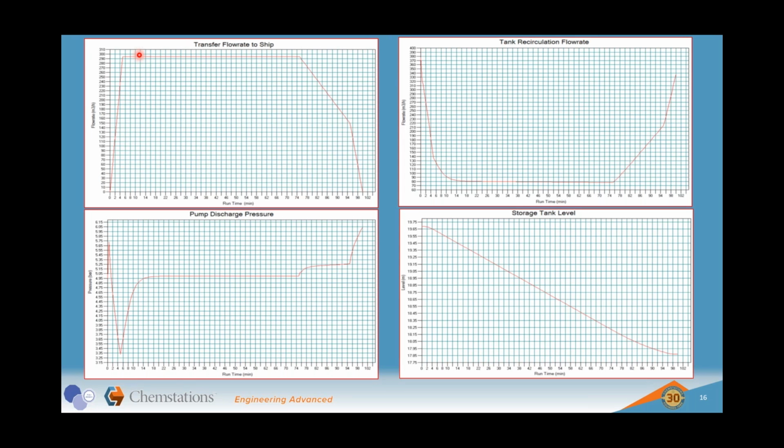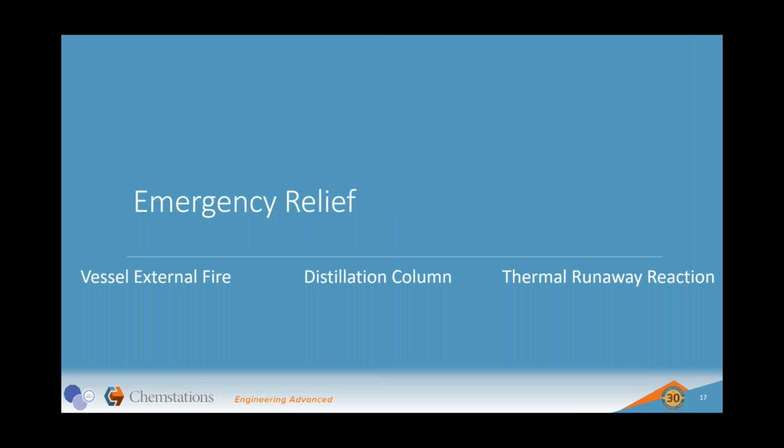So this is the transfer flow rate to ship. This is the recirculation flow rate. And then we've got pump discharge and storage tank level. So you can see you can open up the simulation and look at any variable you want to look at, or you may have a problem with. That's just an example of how you can use it for general processes without any measurements and process control issues. The next area we're going to address is the emergency relief.